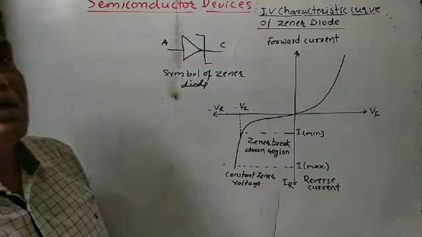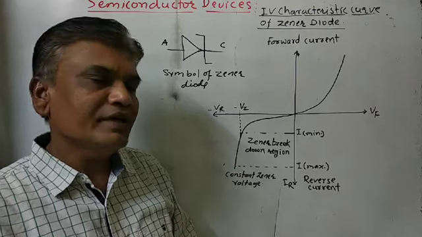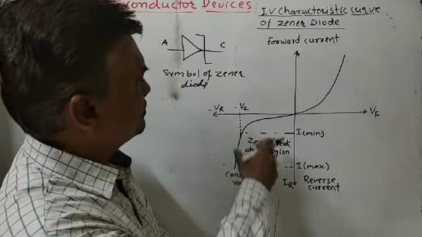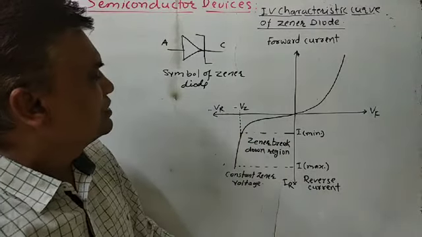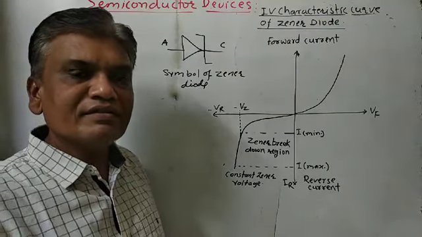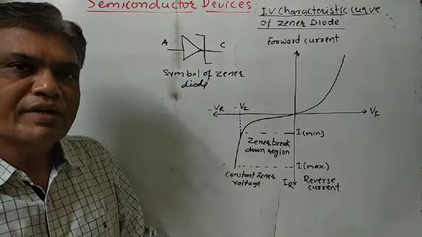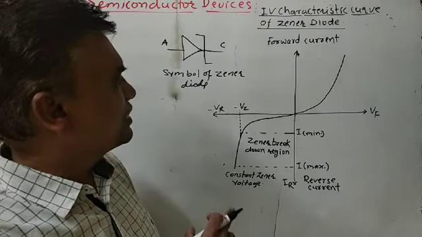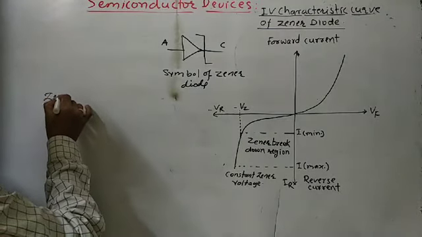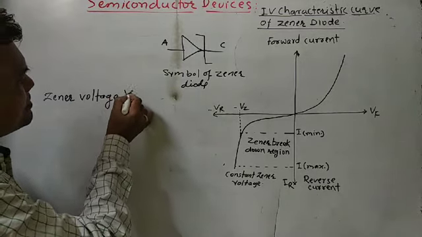But when the Zener diode is in reverse bias condition, the IV characteristic shows a breakdown. In reverse bias voltage, the breakdown occurs at a particular voltage. That voltage is known as Zener voltage, which is indicated by Vz.